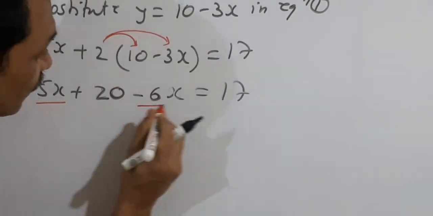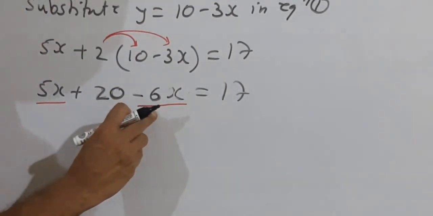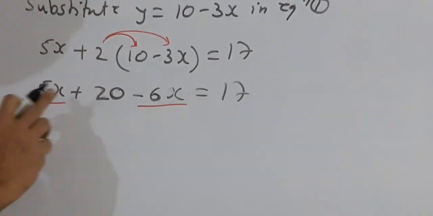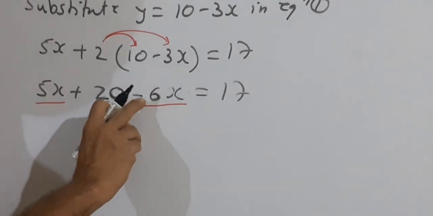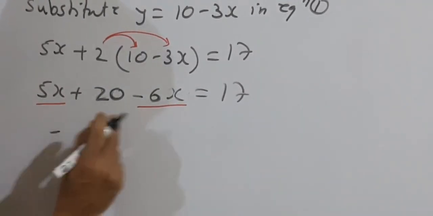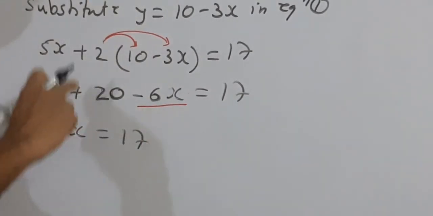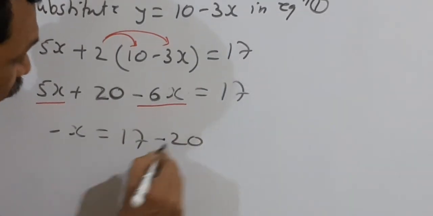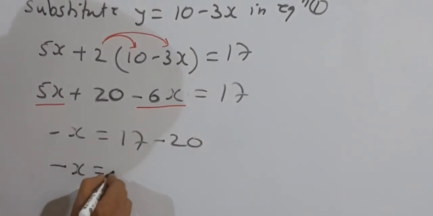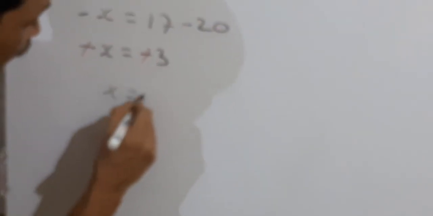This is 5x and this is 6x. So 5x minus 6x will give you 1x and the sign of the bigger number, so minus x. So when we add these two together we get minus x plus 20 is equal to 17. This plus 20 I am taking to the other side, it becomes minus 20. So this will give us minus x is equal to minus 3. I am cancelling the minus sign, so I will get x is equal to 3.